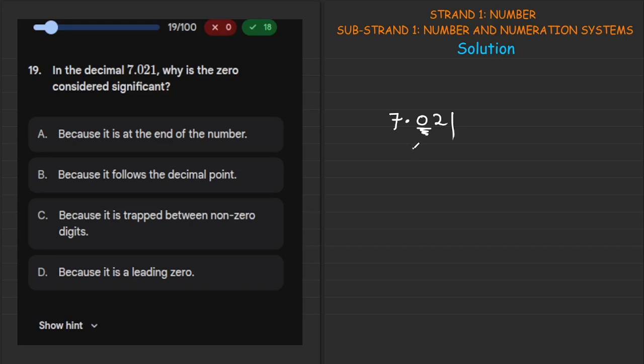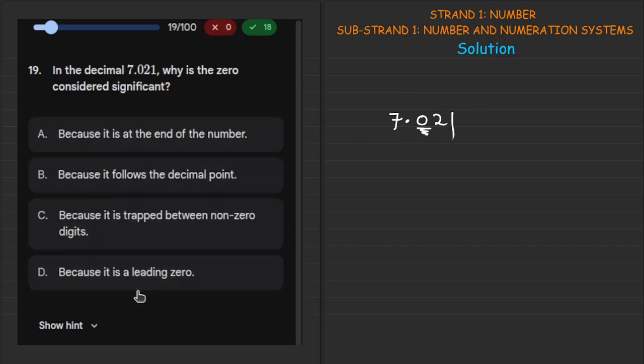Question number 19. It says, in this digit 7.021, why is this 0 considered significant? Remember, when it comes to the significance of 0, we said leading zeros are insignificant. Trailing zeros are significant if only they come after a decimal point. This we have here is not a leading 0, neither is it a trailing 0. It's a sandwiched 0. And for sandwiched 0, they are zeros, they are significant because they are trapped between non-zero digits. They have been contaminated with significance, hence they also become significant.